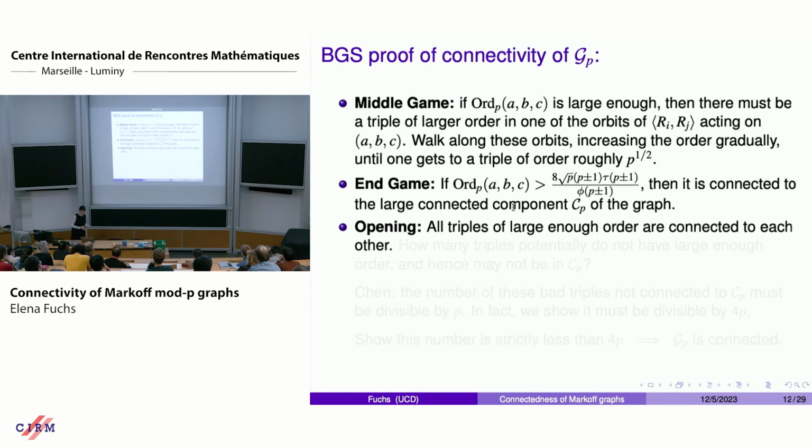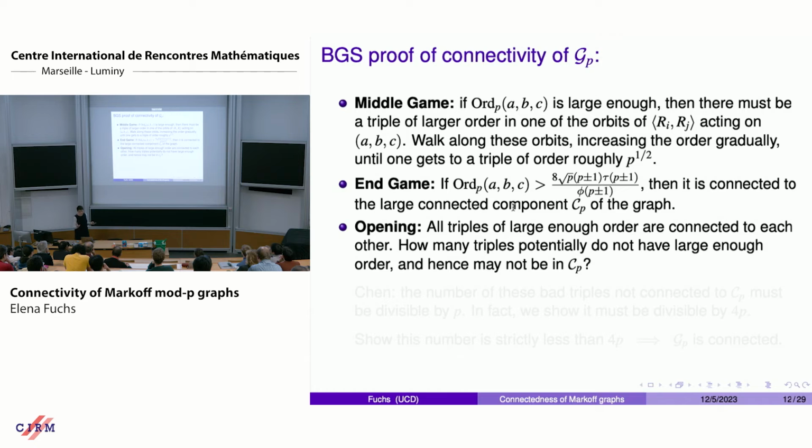So what about the opening? So basically, the middle game and end game say that if your triples are of large enough order, they're connected to each other. All triples of large enough order are connected to each other. So for the opening, you basically ask, well, how many triples potentially do not have large enough order, so you can't play the middle game and end game, and hence we can't show they may be in CP. The idea is to show that there are very few of them, and fewer than the lower bound we have for the number of triples in any connected component.